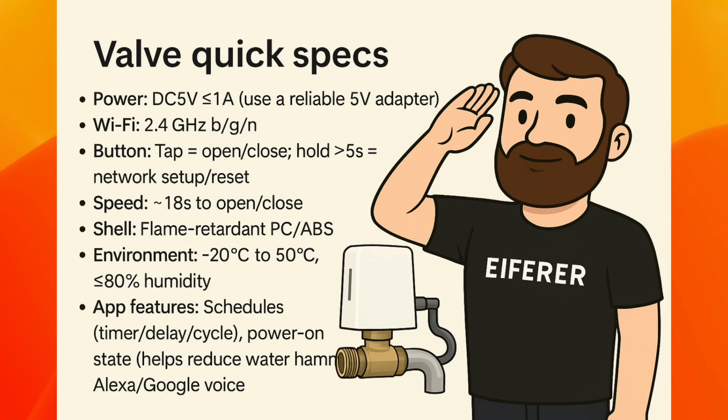It runs off DC 5V. It uses the 2.4 GHz band for Wi-Fi. It has a manual button to open and close. The speed to open and close is around 18 seconds. The shell is made from flame retardant PC ABS. It operates within a temperature band of -20 to 50 degrees and humidity less than 80%. It has all the standard eWeLink app features and it works with Alexa and Google.